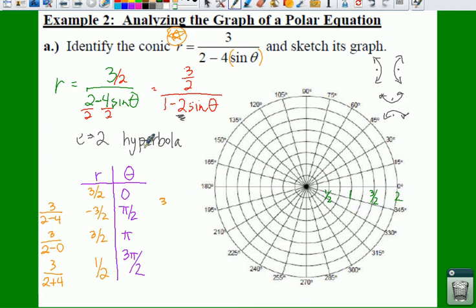So we're going to plot each of these points. Let's go in the direction of 0. We're going to go 3 halves. So out here, dot.